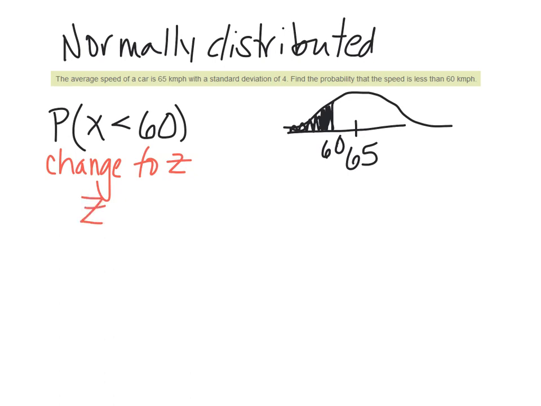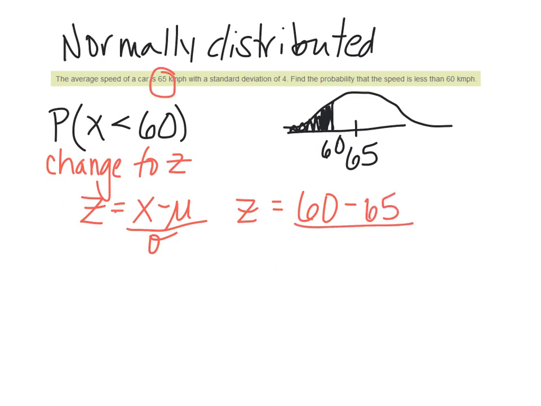So we're going to use our formula: z equals x minus mu, divided by sigma. X is our 60 minus our mean, which is 65, divided by our standard deviation, which is 4. 60 minus 65 is negative 5. When I divide that by 4, I get negative 1.25. Because your z-score table is always set up with 2 decimal places, you need to always round to 2 decimal places. So now we are answering the question, what is the probability that z is less than negative 1.25?